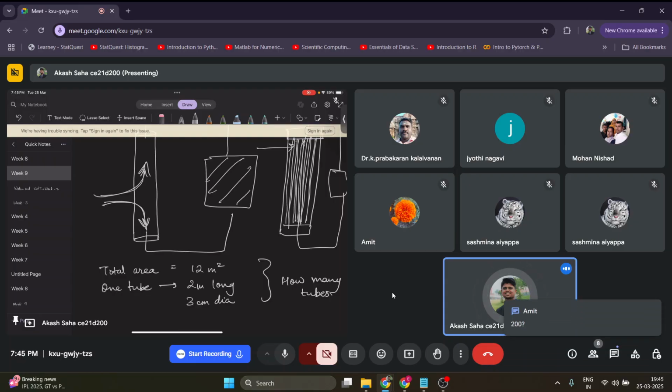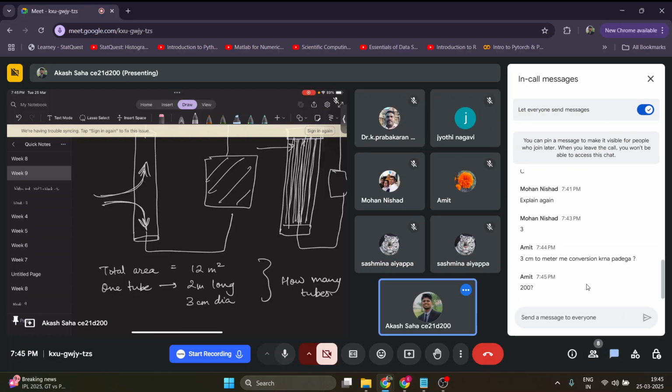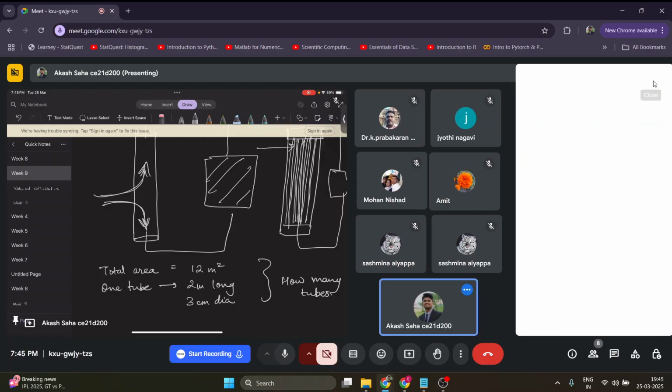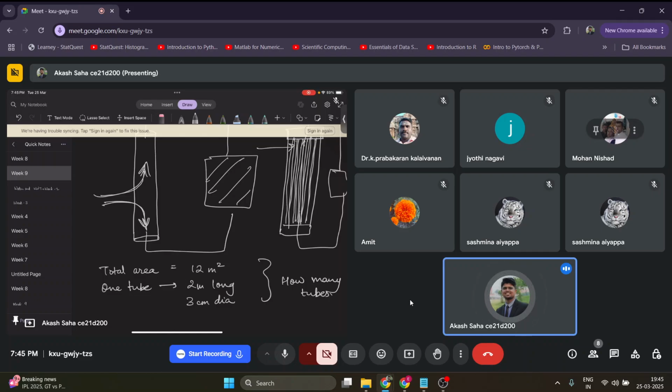No, 200 is also not the correct answer. See, I always remember that it's a tube. It's a cylindrical structure. Don't think of it as a rectangle or cuboid or square shape. It's a cylindrical structure.